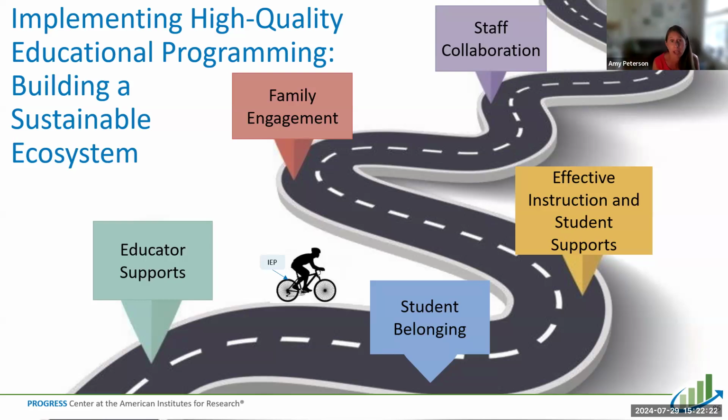And then we think about the importance of our collective efficacy, right? Our staff collaboration with general educators, with special educators, with related service providers, and most importantly, again, with parents and families and students themselves in order to develop and support these strong instructional programs.